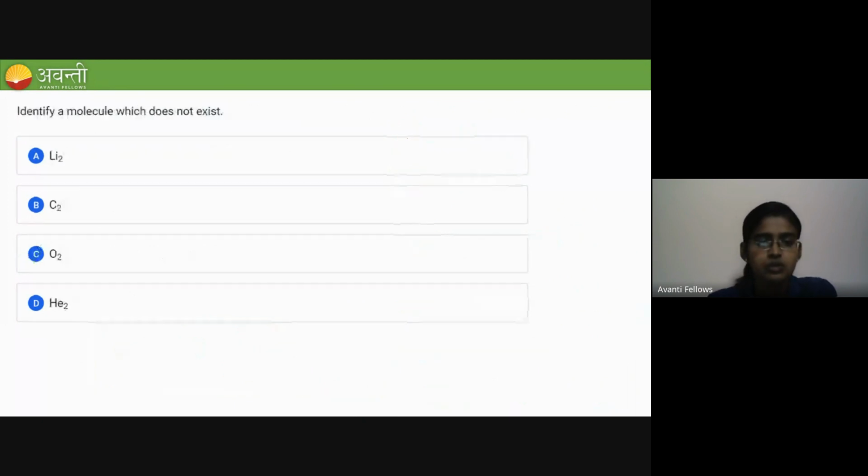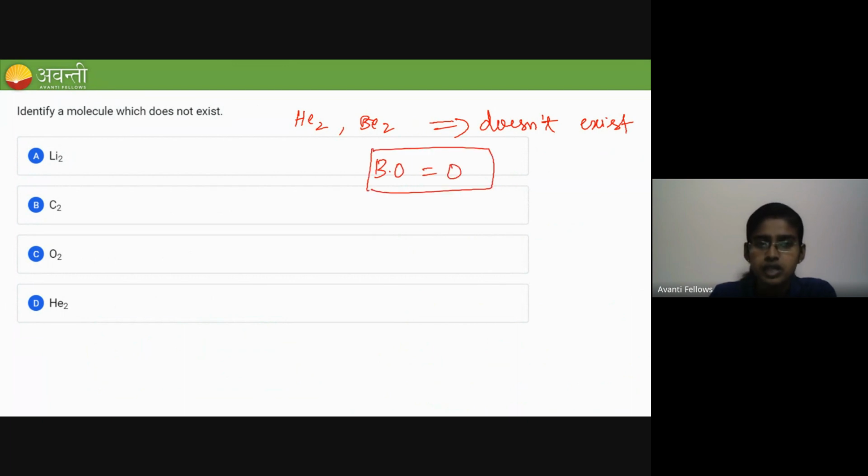Now, coming to the last question for the session, identify a molecule which does not exist. Which does not exist? Helium and beryllium. These two molecules do not exist. Others will exist because in these two molecules, the bond order will be equal to 0. Suppose I want to draw for helium. Helium will have 1s orbital with 2 electrons. So I'll take 2 helium with 1s2 configuration. Now I have to fill those electrons in bonding and anti-bonding, sigma 1s and sigma star 1s. So 4 electrons are there.